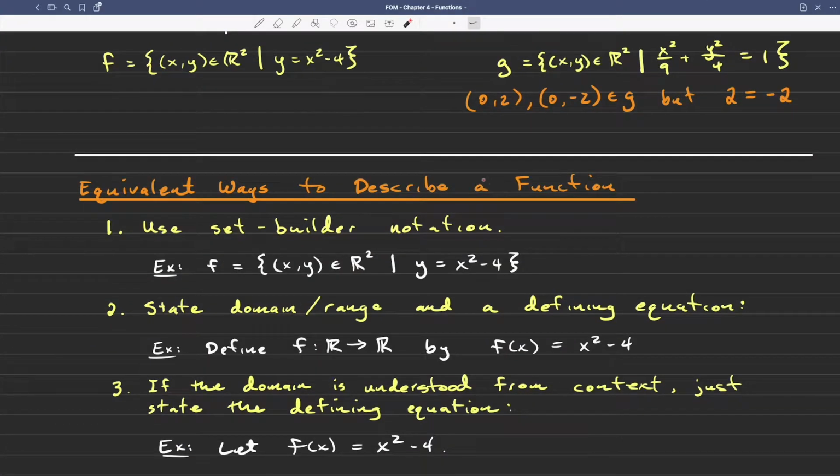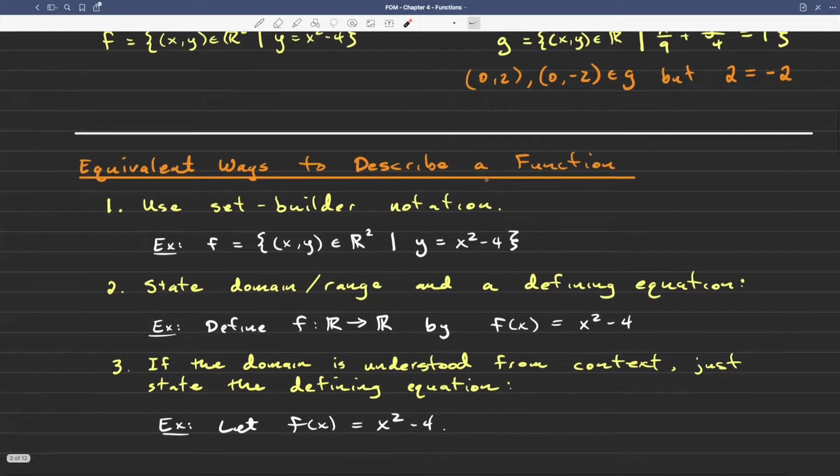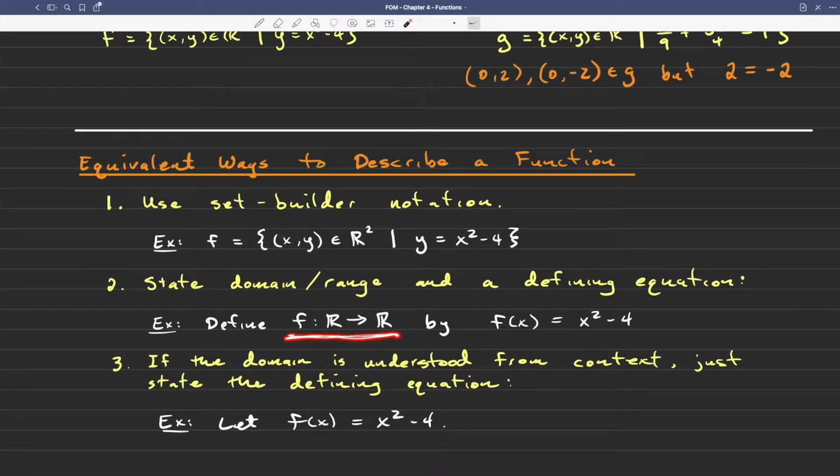Another way to do it is to use function notation to state what the domain and codomain are, and then you give the equation that defines the function. Putting this set here tells you where the first components are coming from. The second copy of R here tells you where the second components are coming from. And then this equation is doing the same thing that the equation did in the set builder notation. That works also, and that's probably the most common way to define a function.